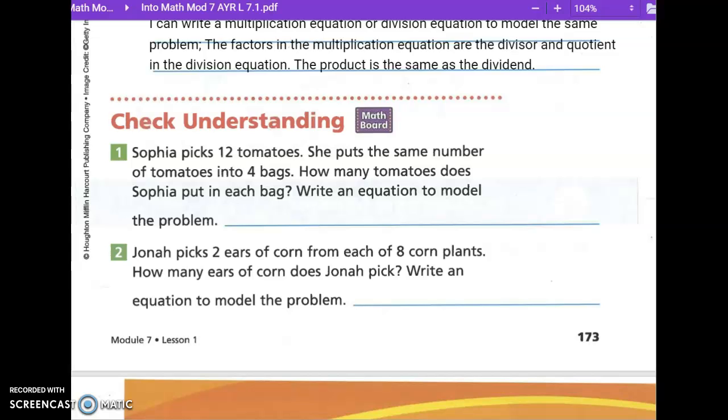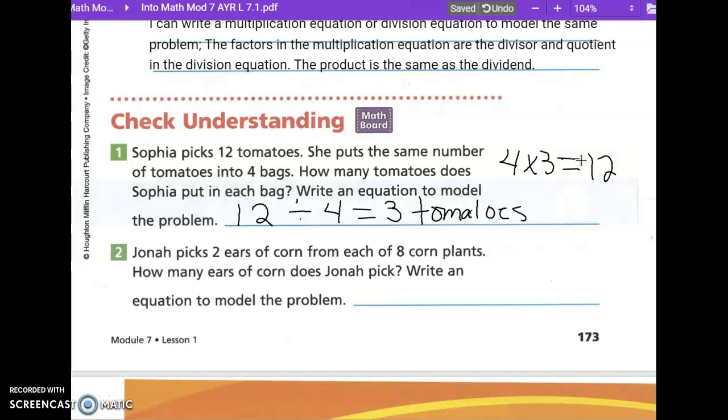So if we picked 12 tomatoes, she put the same number of tomatoes in 4 bags. How many tomatoes does Sophia put in each bag? Write an equation to model. Now I would write a division equation because I started with 12 tomatoes and I put them into 4 bags, and that would leave me 3 tomatoes in each bag. Okay, you could write 4 times 3 equals 12.